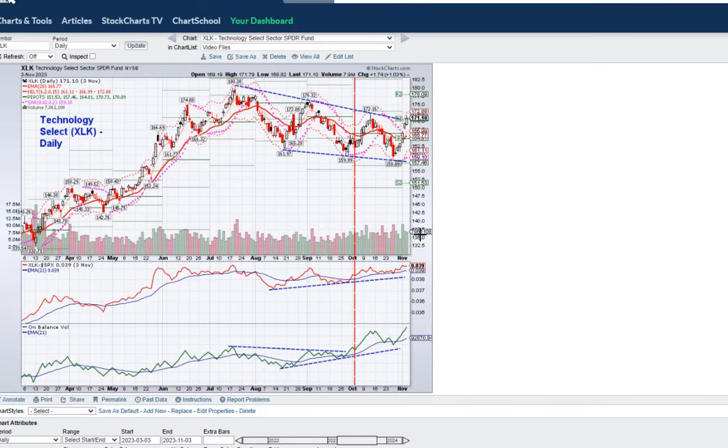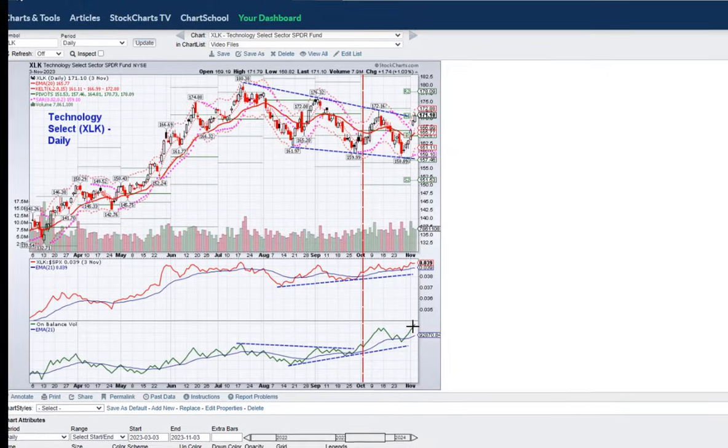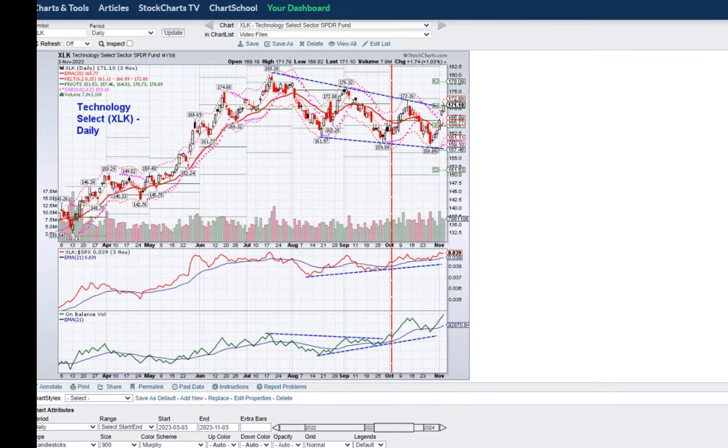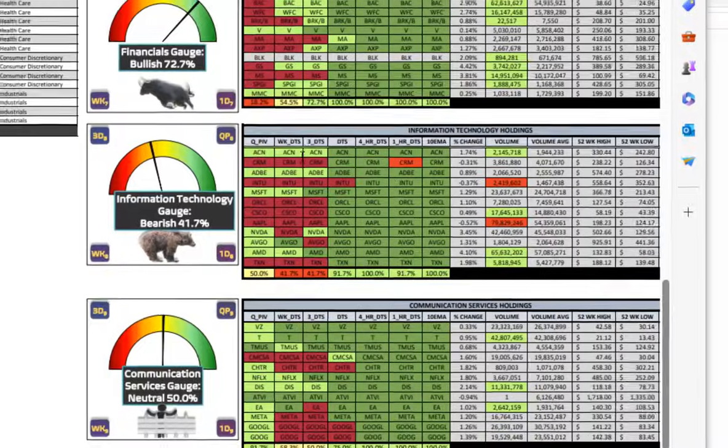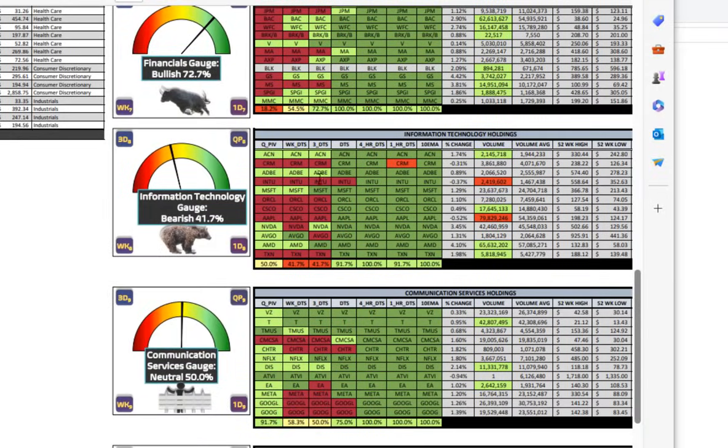And you can see at this point, even on November 3rd, the averages hadn't quite broken out to the upside, but XLK had, and the OBV was already making a new high. So if you look at the sector report, as of November 3rd, you can see information technology was at 41%. We're showing 3-day DTSs. The same for weekly.